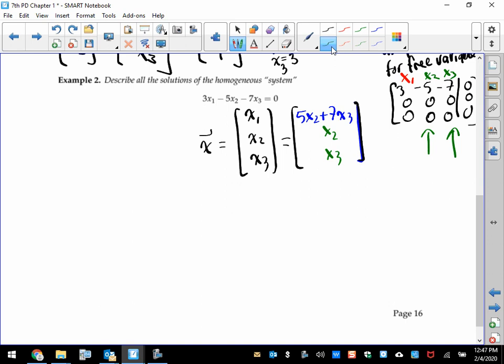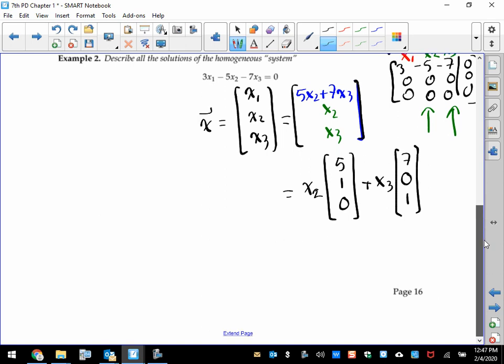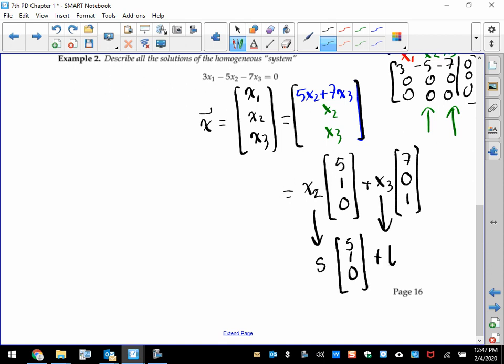So now what we want to do is break this up into an x2 vector. So in the first component, I have 5 x2s. In the second, I have 1 x2. In the last component, I don't have any x2. Now, how many x3 do I have? Well, I have 7 x3 in the first component, 0 in the second, and 1 in the third. So now we replace each one of these with parameters s and t, and then we have a parametric vector form of our system.